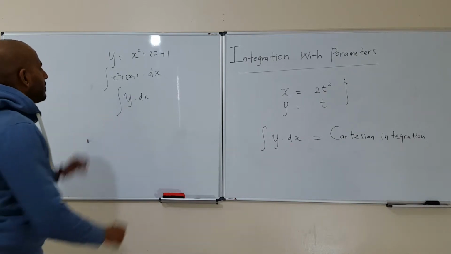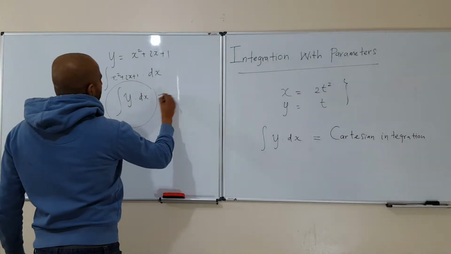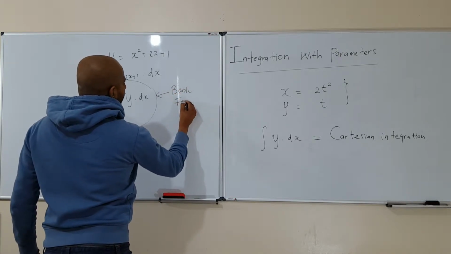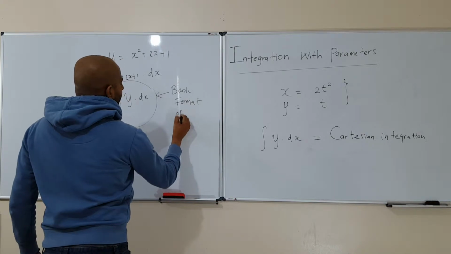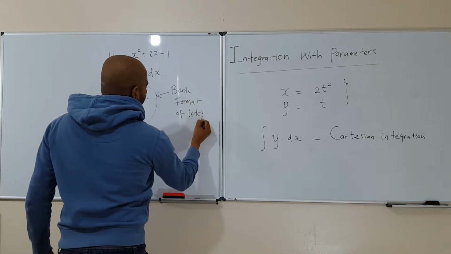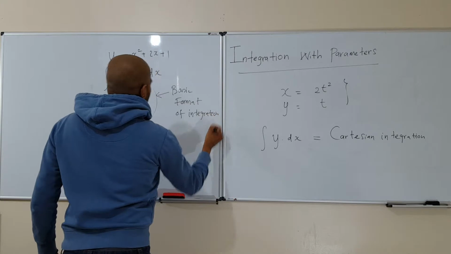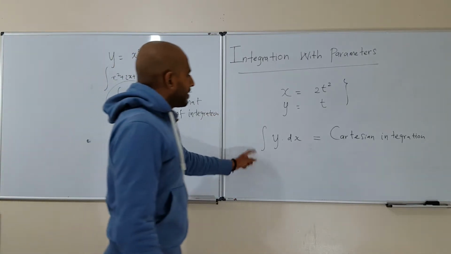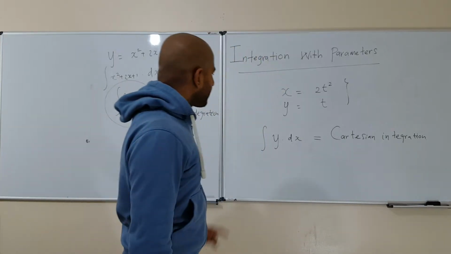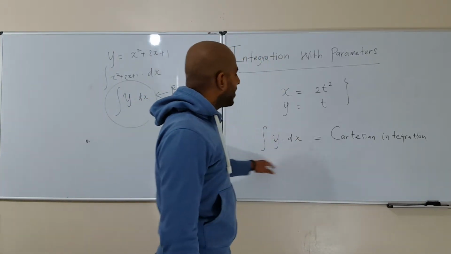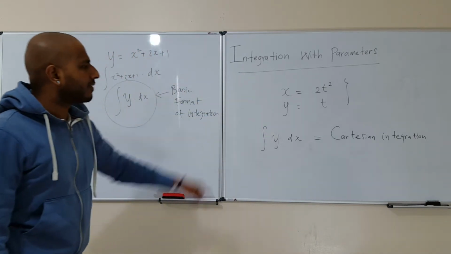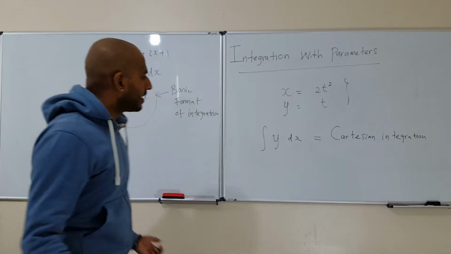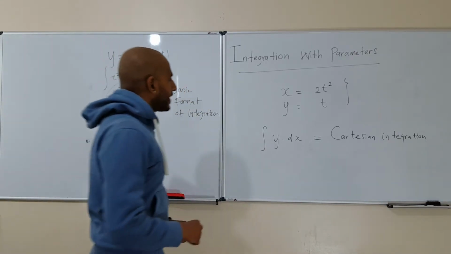See? So we would use this as the basic format of integration. We can actually use this to find the area under a curve and all that. That's the whole idea. However, here we're going to use the parametric equations, these ones, in order to get this. Okay, that's the game. So let's see how we're going to do that.